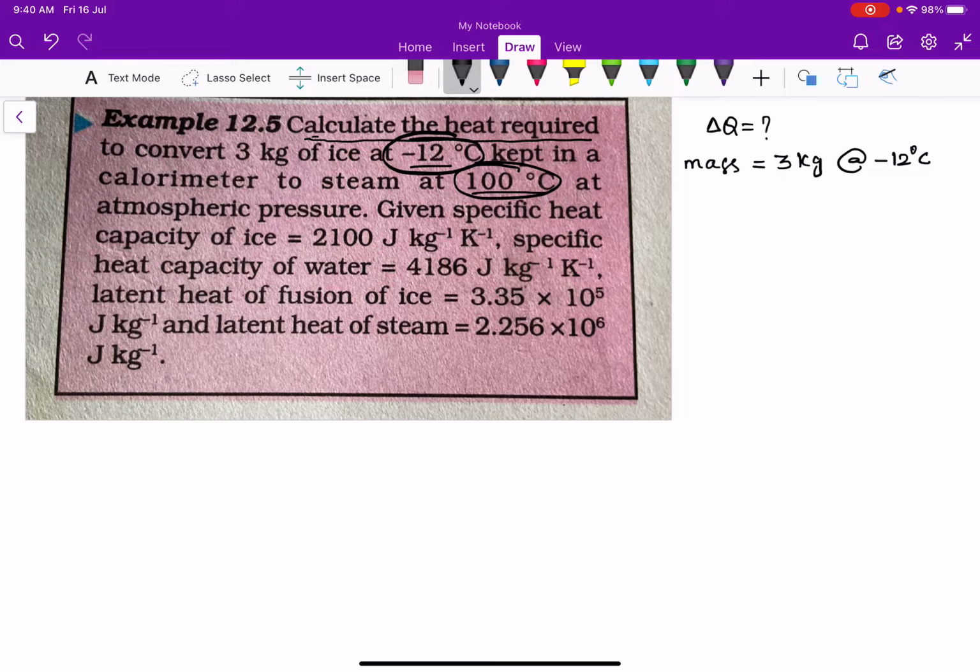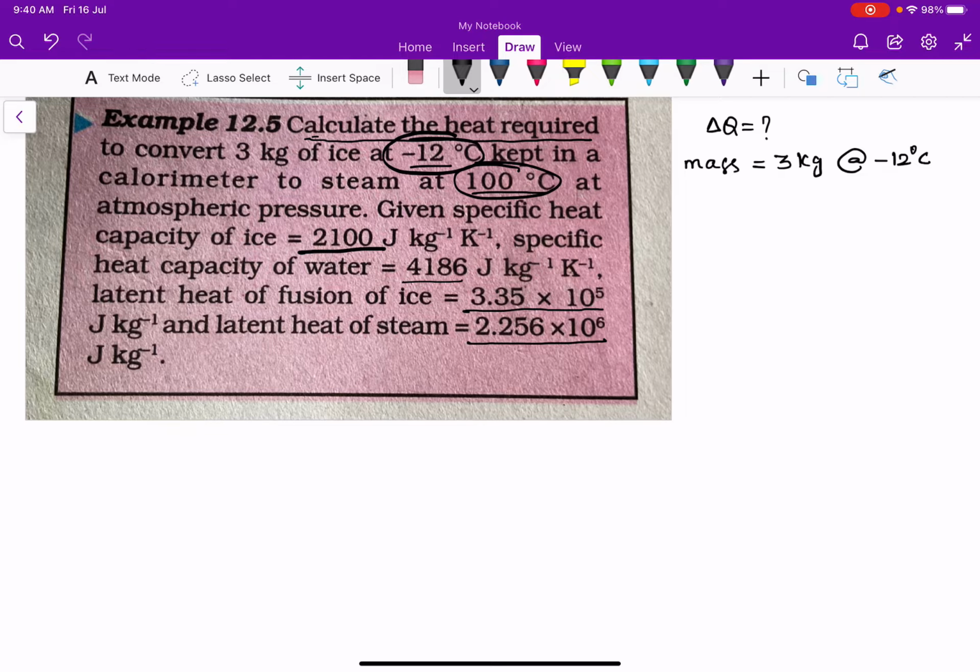So, the constant values are given. Given specific heat capacity of ice is 2100 joules per kg per Kelvin, and specific heat capacity of water we know already is 4186 joules per kg per Kelvin, and heat of fusion of ice is 3.35 into 10 to the power of 5 joules per kg, and latent heat of steam equal to 22.56 into 10 to the power of 5 joules per kg. We know this value already.